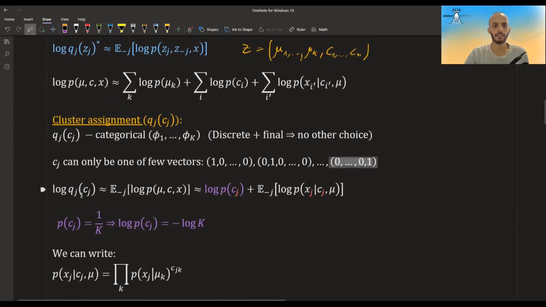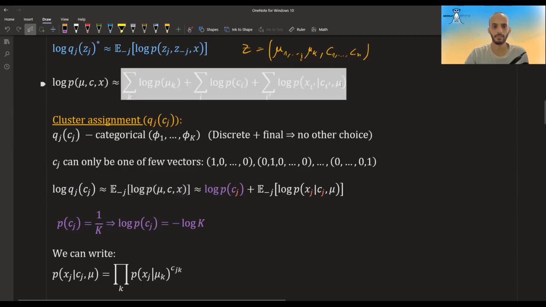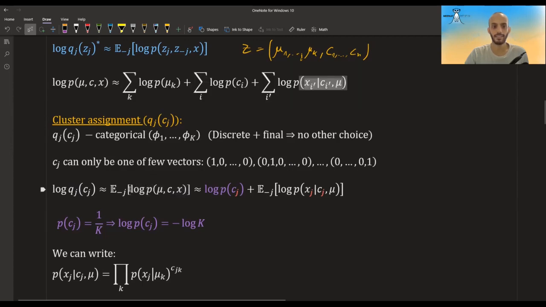Let's see, if we take the log of q(c_j) and say that it's approximately the expected value of this quantity with regards to anything that is not the j element, again, we can throw away everything that is not related to c_j, which is our variable of interest, right? Everything else will just be a normalizing constant. So here we have nothing that is related to c_j. We have one element here that is c_j. The rest, once we take their expected value, will be some number, a constant to us.